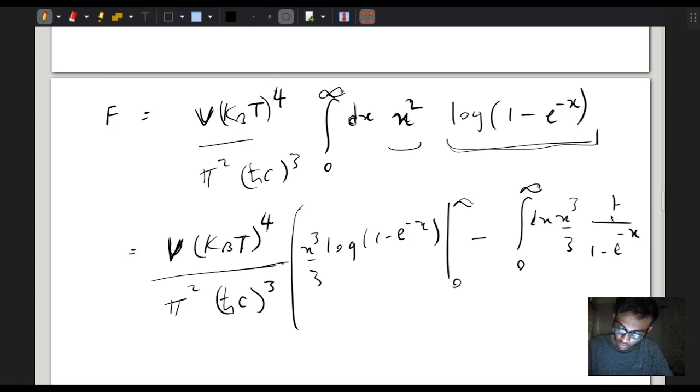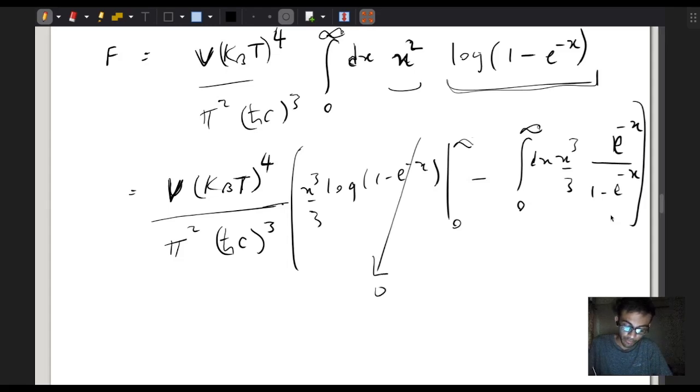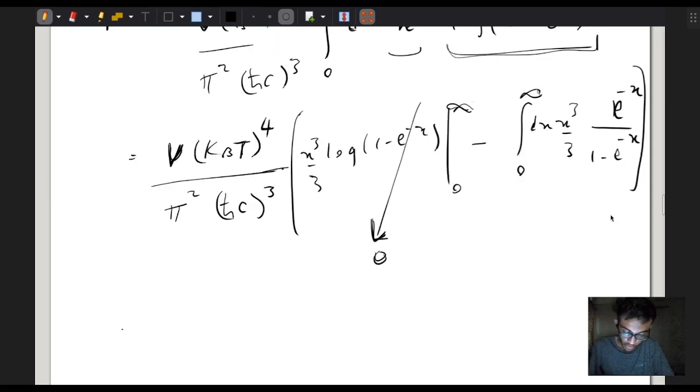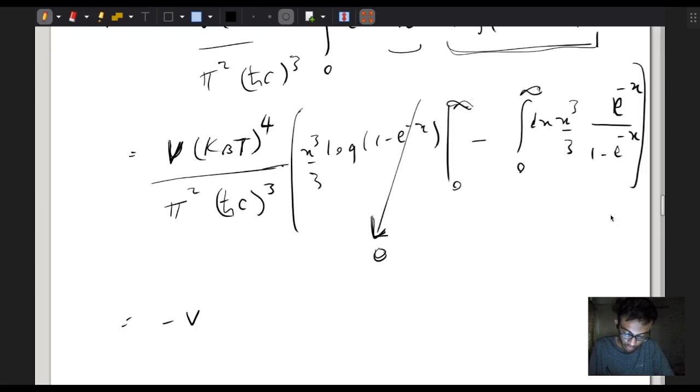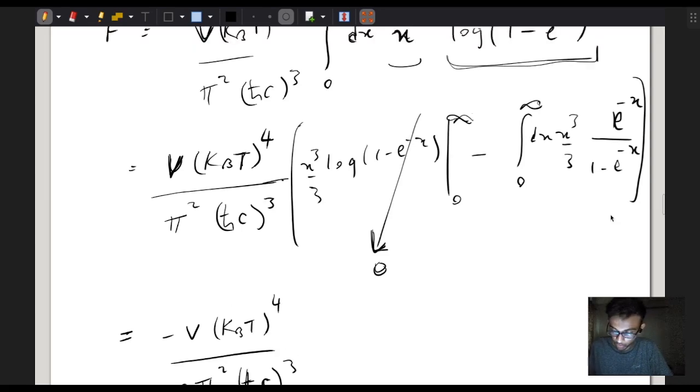e to the minus x. So this term will be 0. This goes to 0 for both the upper and lower limits. So the free energy will be minus V k_B T to the 4 by pi squared h bar c cubed. So we get a 3 from here.